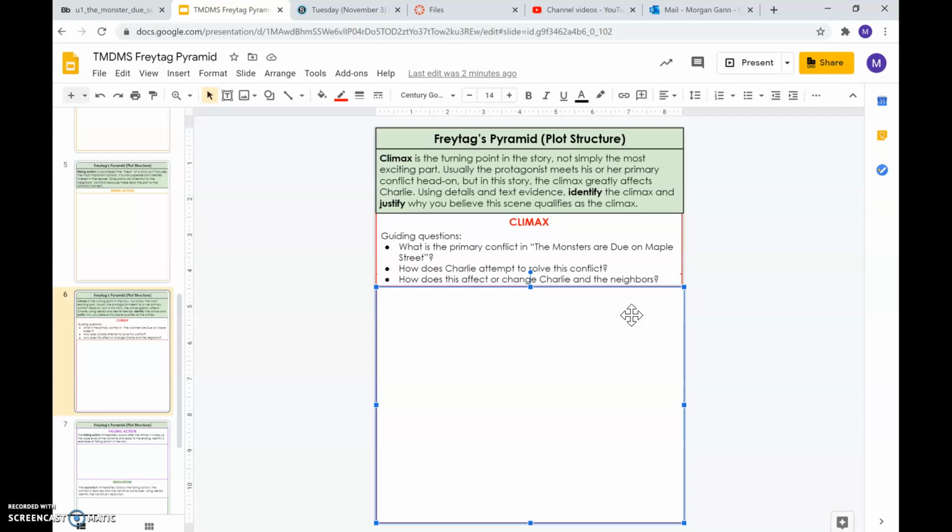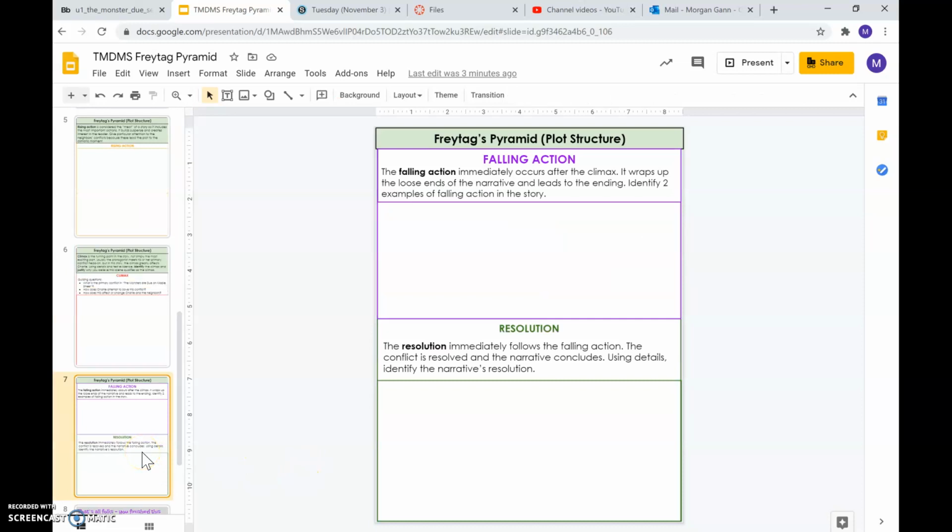So I want you to remember Pete Van Horn had left Maple Street to see if other neighborhoods were experiencing the same power outage. In the midst of everyone turning against each other and making blames and accusations, they see a figure approaching in the darkness. And Charlie, he's a little bit of a hothead. He takes a gun and tries to defend the neighborhood, defend himself. He allows his fear to take over. So what is the biggest conflict in The Monsters Are Due on Maple Street? Is it the fact that it's a power outage, or is it the fact that everyone's turning against each other? How does Charlie attempt to solve the conflict? And then how does this change things for Charlie and the neighbors?